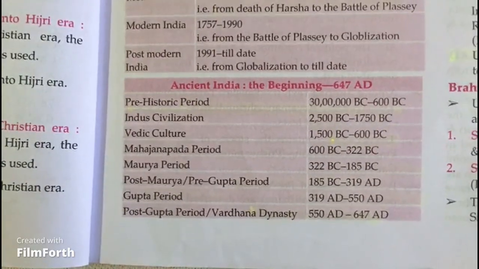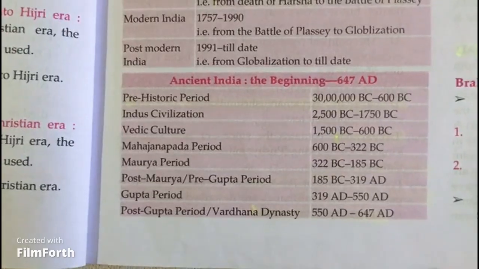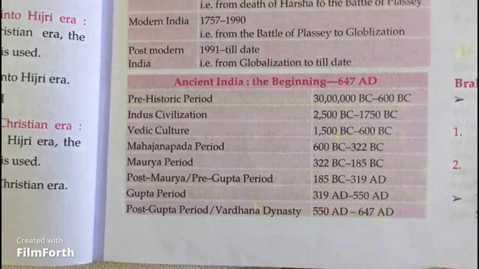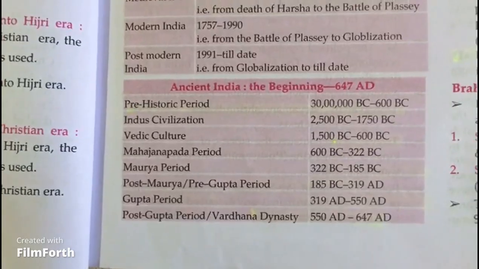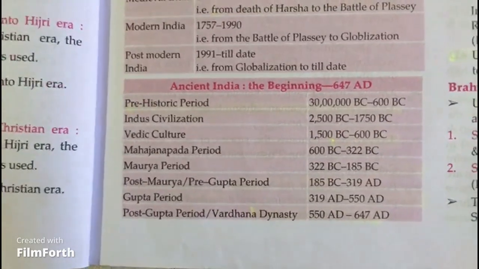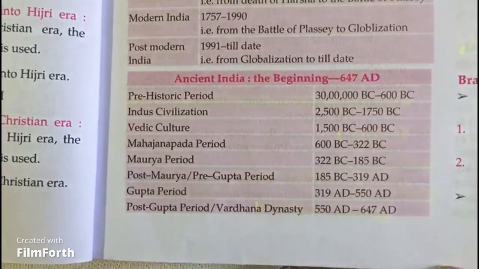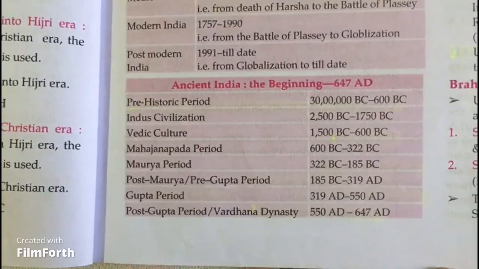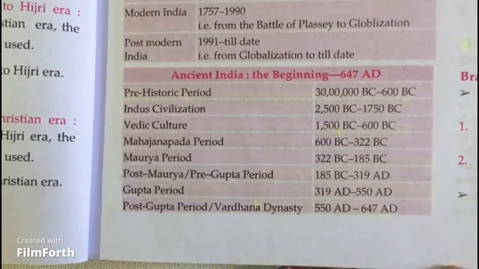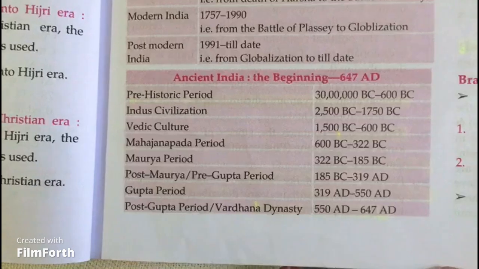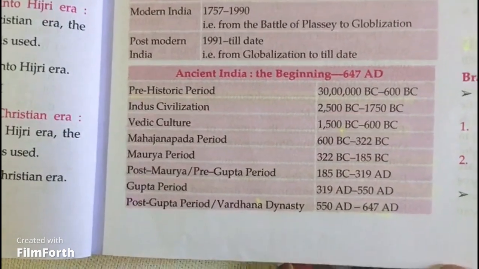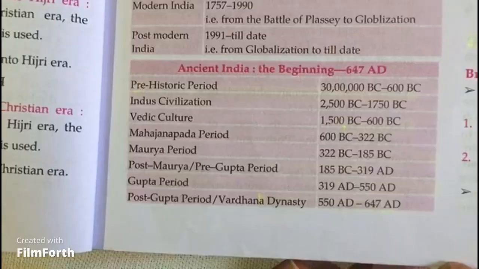Post-Maurya, also known as pre-Gupta period, 185 BC to 319 AD. Gupta period, 319 AD to 550 AD. Post-Gupta period, also known as Vardhana dynasty, 550 AD to 647 AD.